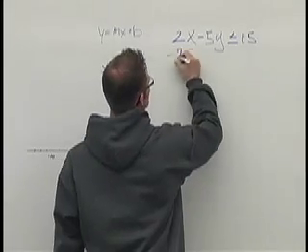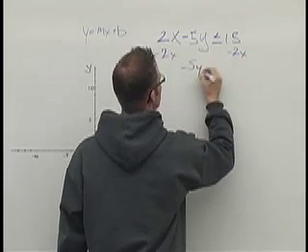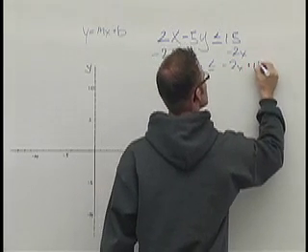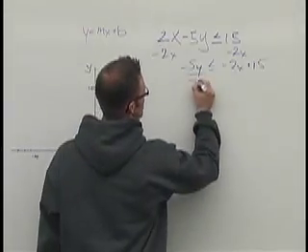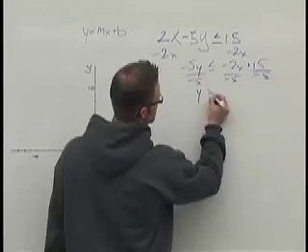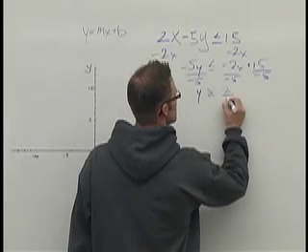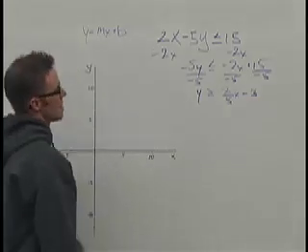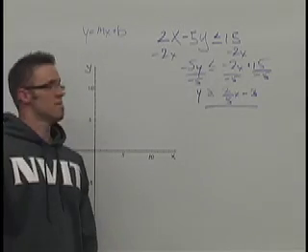So first thing we do is subtract this 2x, move it over here, which gives us a negative 5y, negative 2x plus 15. Now we're trying to isolate this y, so we're going to divide out this negative 5. What we do to one side, we have to do to the other. So it's going to change to y is greater than 2 over 5x minus 3. Now we have it in slope y-intercept form, and we can go ahead and plot this graph.